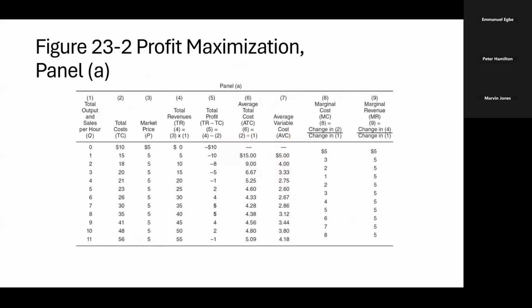Okay, so here is an example of what happens in the marketplace. You have output here, you have costs, and a market price that is set by the market. The competitive firm cannot touch that. And then the firm sells nothing. The price is 5, and so there is no revenue.